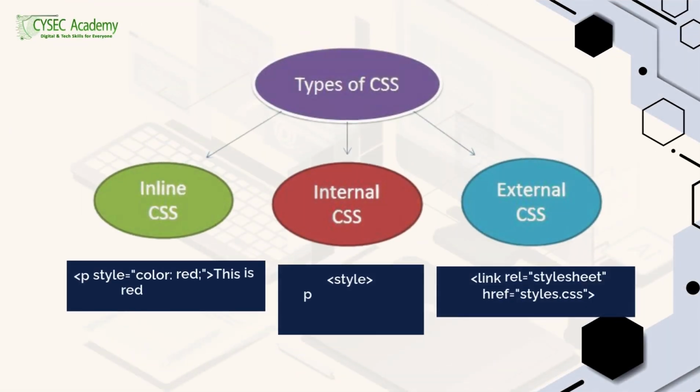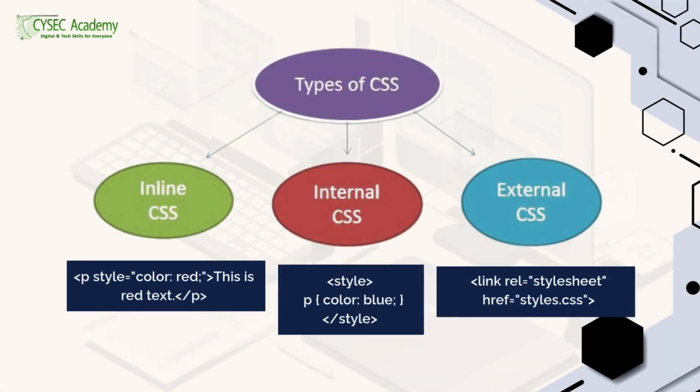Types of CSS. There are three main ways to apply CSS to a web page. 1. Inline CSS. Applied directly within an HTML tag. 2. Internal CSS, written inside a style tag in the HTML document. 3. External CSS, recommended, written in a separate file and linked to the HTML.